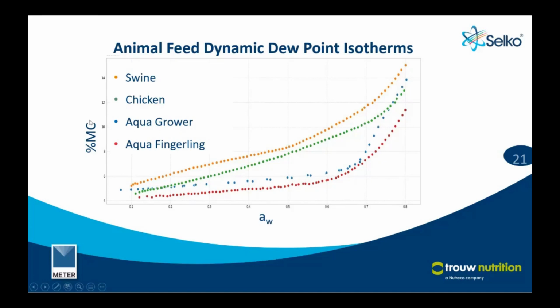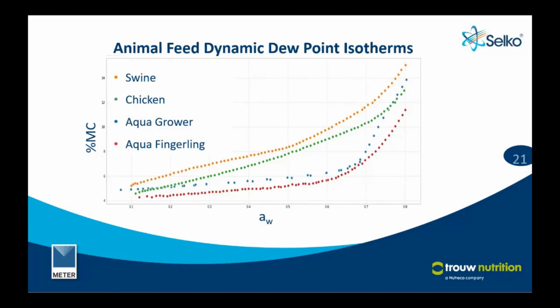The top trace there in yellowy gold is for swine feed. In green is chicken, and they are quite similar, but also not exactly the same, which is interesting. Then we have 2 different kinds of aqua feeds. So we have aqua grower, and then the bottom one is for fingerling. So different size fish, different size feed for the aqua industry.